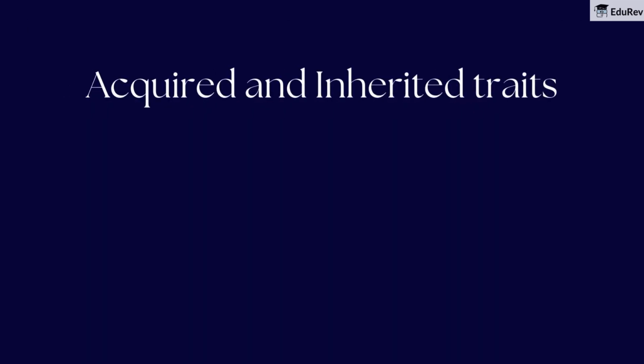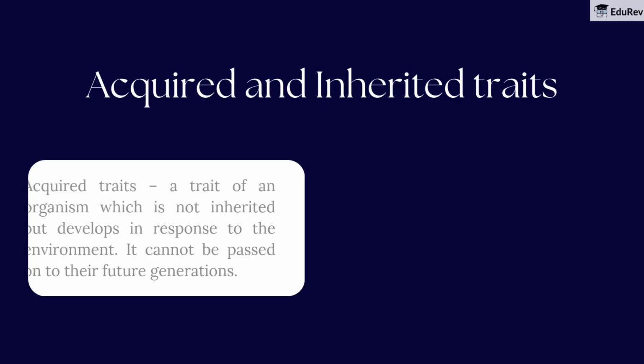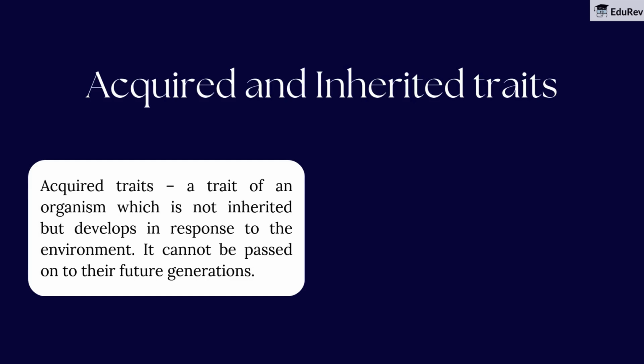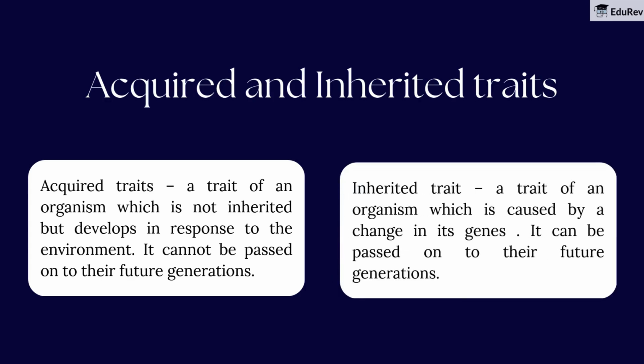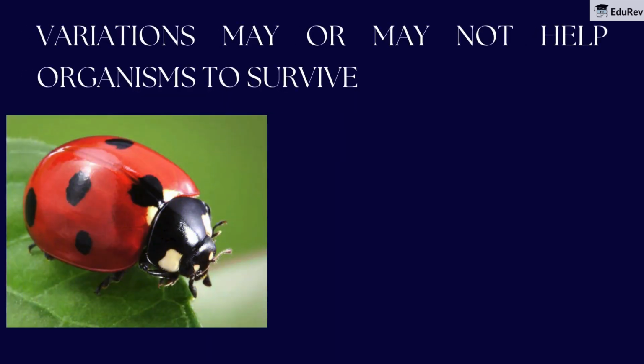We also distinguish between acquired and inherited traits. Acquired traits are traits of an organism which are not inherited but develop in response to the environment. They cannot be passed on to future generations. In contrast, an inherited trait is caused by a change in its genes and can be passed on to future generations. Finally, let's talk about variations and their impact on survival.